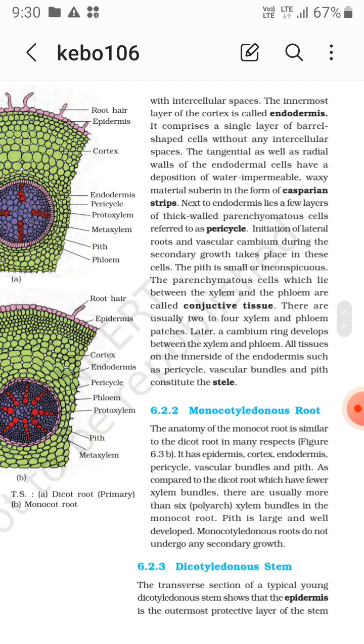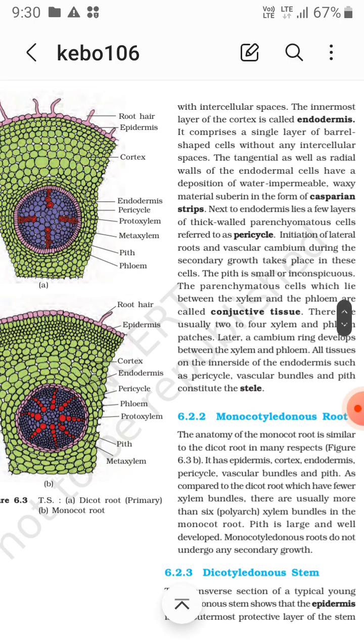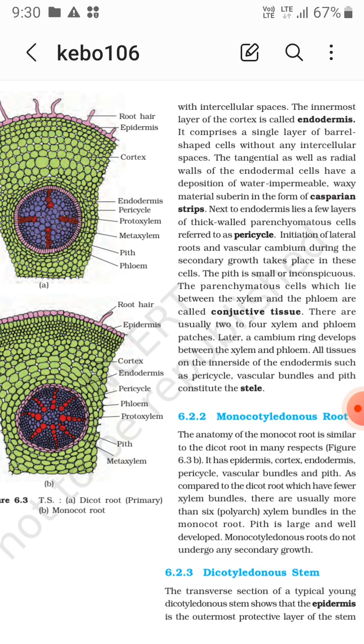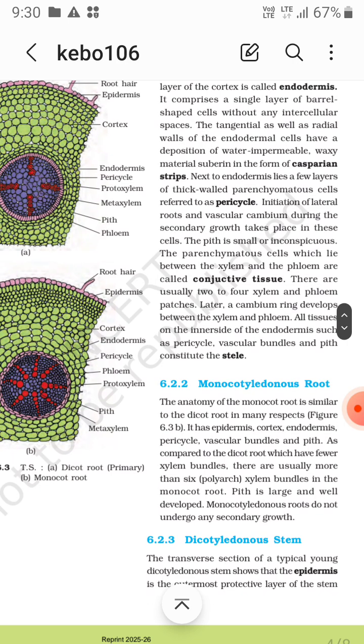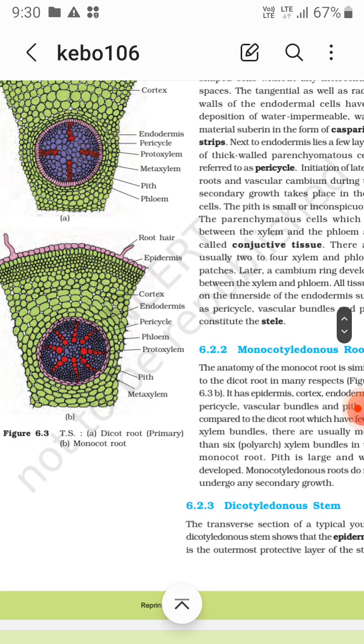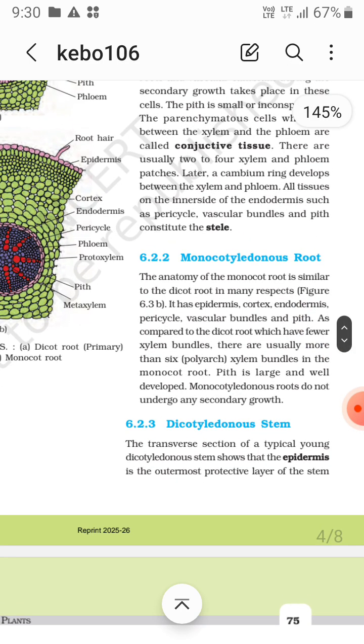All tissues on the inner side of the endodermis, such as pericycle, vascular bundle, and pith, constitute the stele. Now talking about the monocot root.